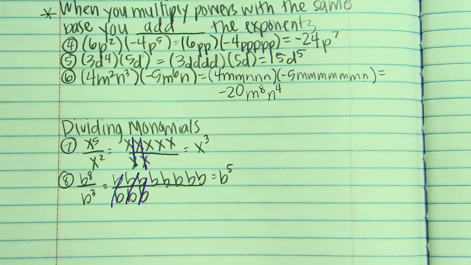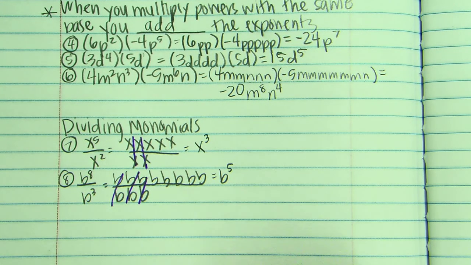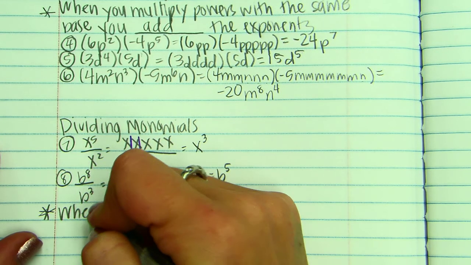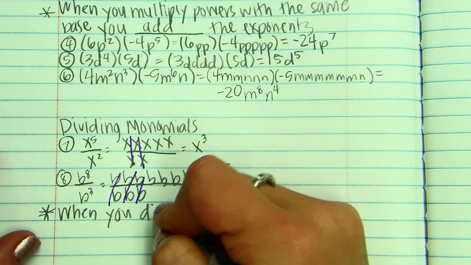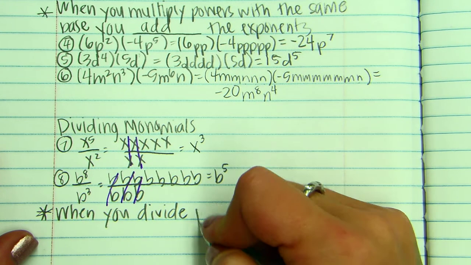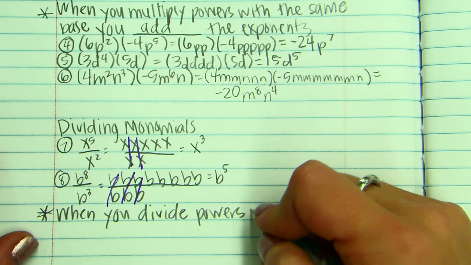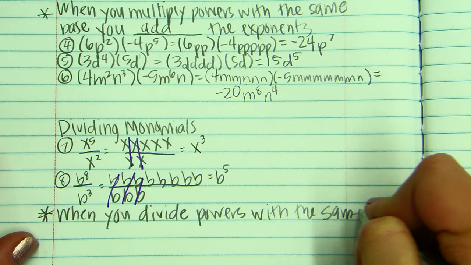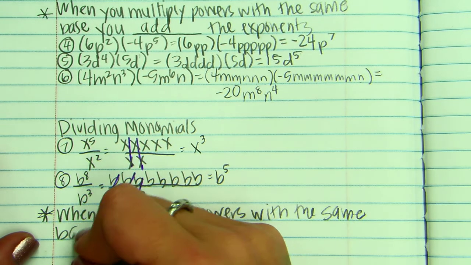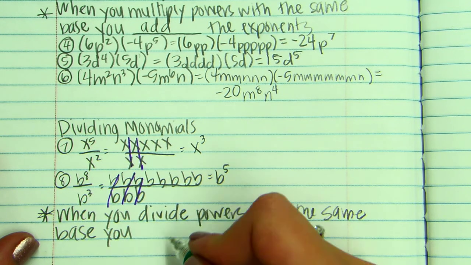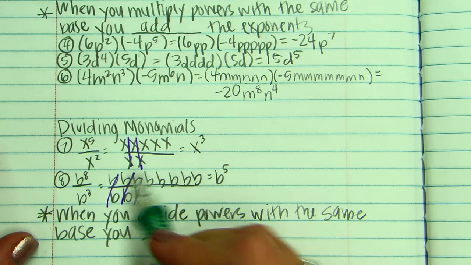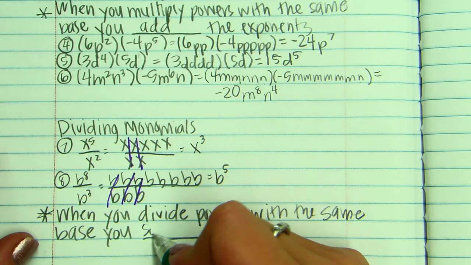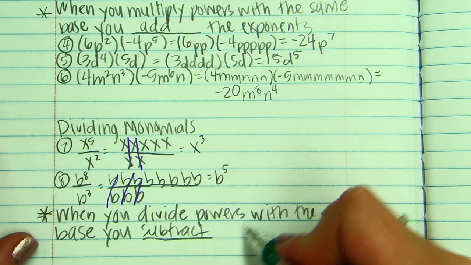So if we look at this, we want to see if we can figure out a pattern. We'll write that rule right here. When you divide powers with the same base, what do we do with the exponents? Well, 5 minus 2 is 3, and 8 minus 3 is 5, so you subtract the exponents.